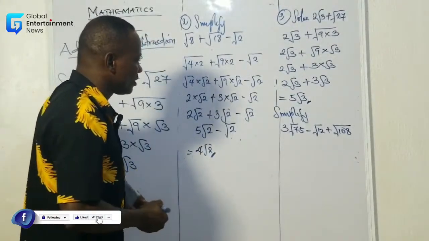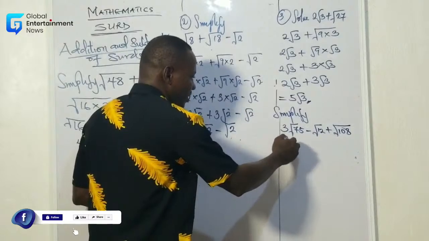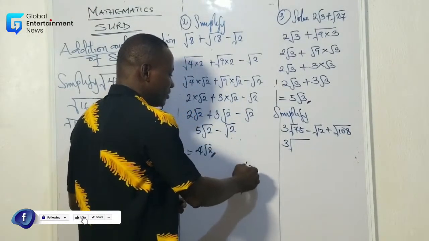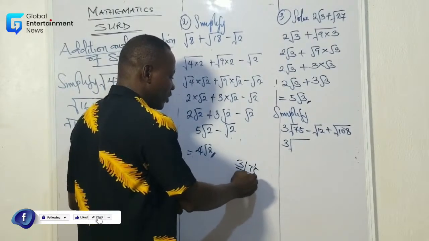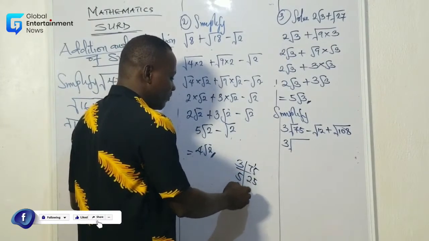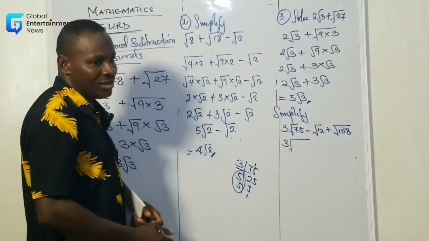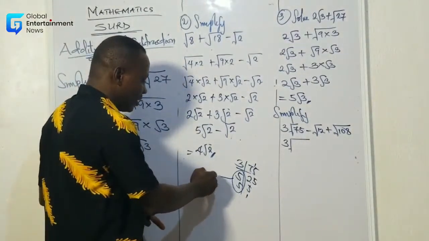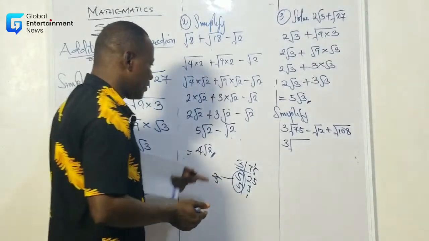Looking at root 75, we have to break this thing down. We say 3, then root what? Let's break 75 down. 75, 3 can go, we have 25. 5 can go, so we have 5, 5, 1. And looking at this, we have 25 times 5. 5 times 5 is 25. So what we have here is 25 times 3.